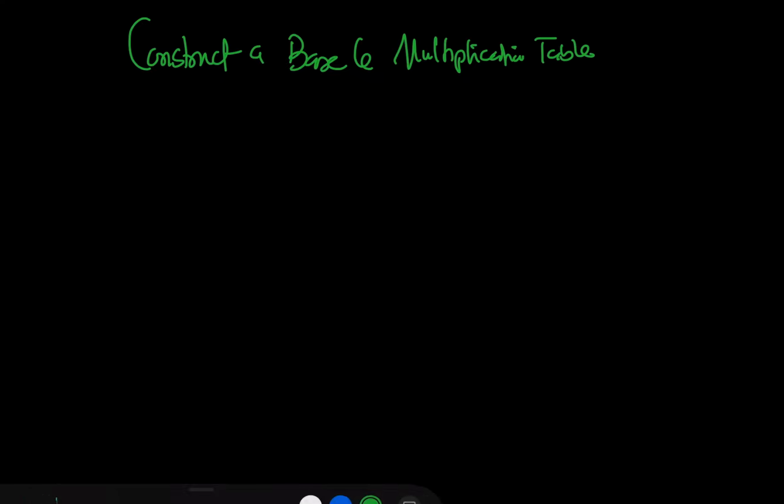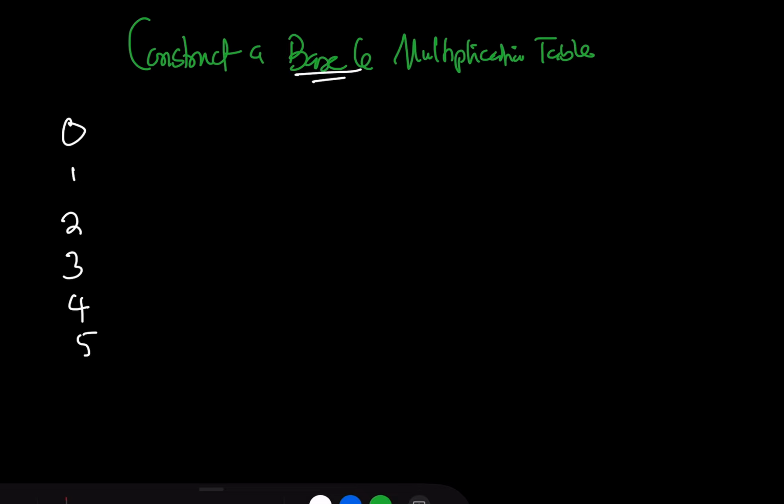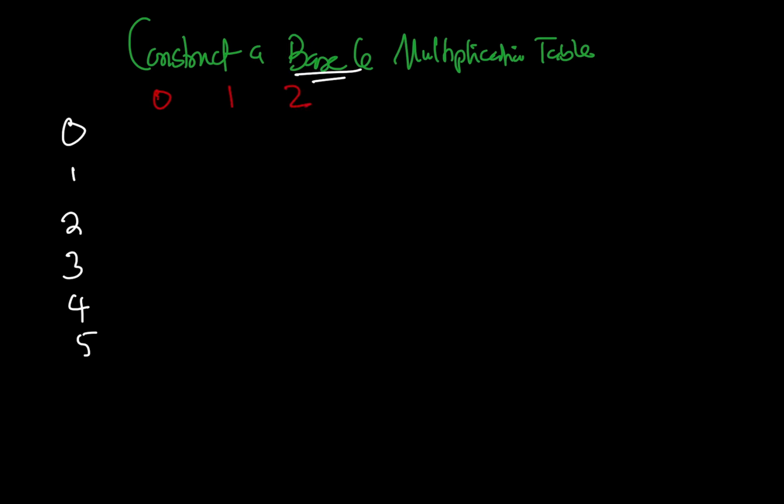Now, because you're working in base 6, the numbers will always start from 0. Don't forget, they're always going to start from 0 to 5. Sorry about that. It's going to be 0, 1, 2, 3, 4, and 5. Why does it end at 5? Because we are working in base 6. And in the same way, we are going to have on the top here 0, 1, 2, 3, 4, and 5 also.